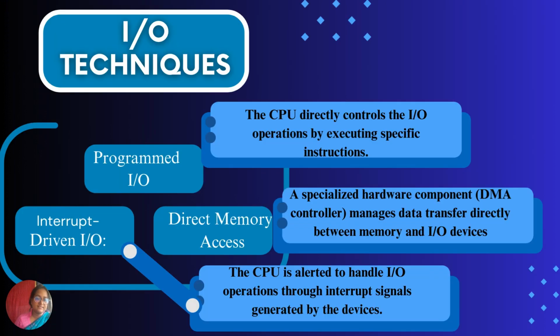Input output techniques. There are many types of input output techniques. Programmed IO is where the CPU directly controls the IO operation by executing specific instructions. Direct memory access is a specialized hardware component that manages data transfer directly between memory and input output devices. Interrupt driven input output is where the CPU is alerted to handle IO operation through interrupt signals generated by devices.